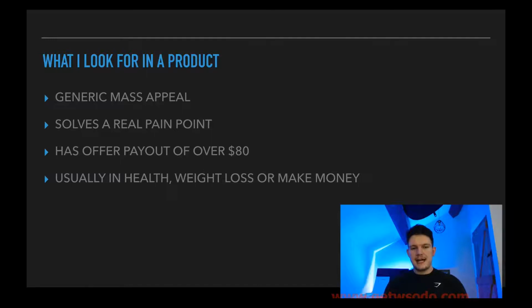The next thing is that I usually try to find products that fall into either the health, weight loss, or make money niches. Now, you can obviously find products outside of these niches. These aren't exact or set in stone, but these just seem to convert a lot better, because usually they kind of lend themselves to this point, which is solving a real pain point. People have usually got pain points about their health, their weight, or their financial situation.